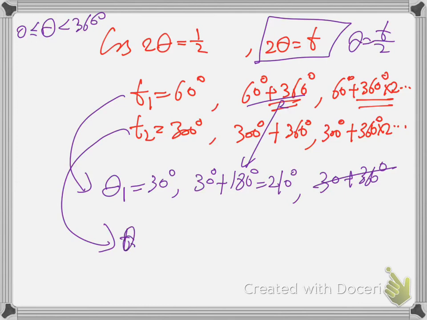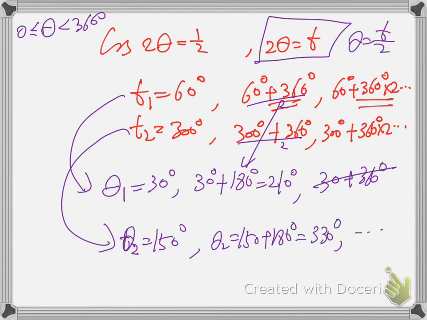So T2 divided by 2, we got 150. And then this divided by 2, what do we got? We got 150 plus 180 is 330. And then other angles are too big, so we delete them. So we have 4 solutions: 30, 210, 150, and 330. Okay, so this is a much harder question, because there is a double angle inside the trig function.